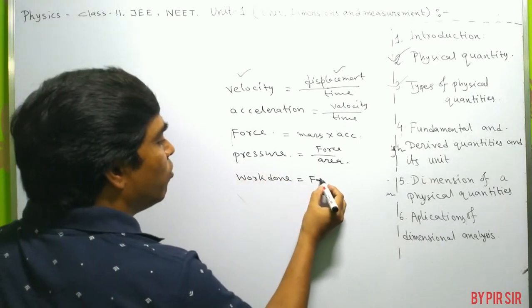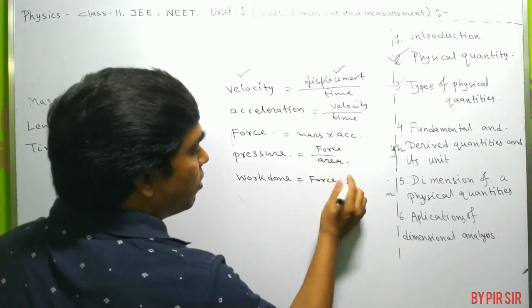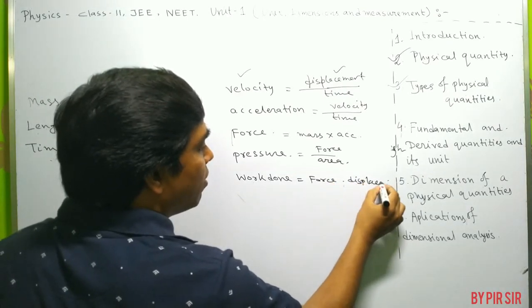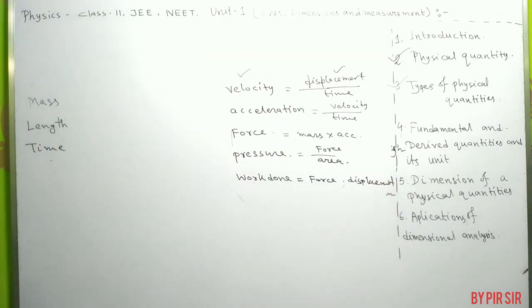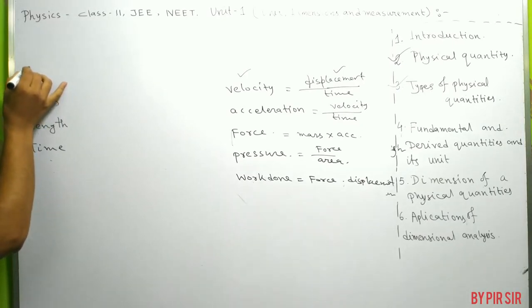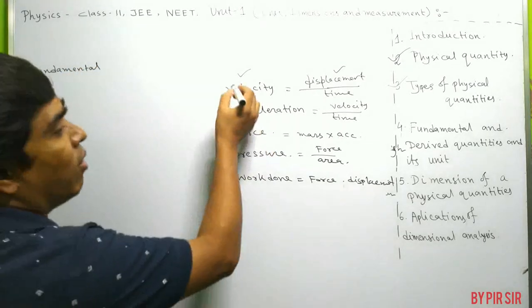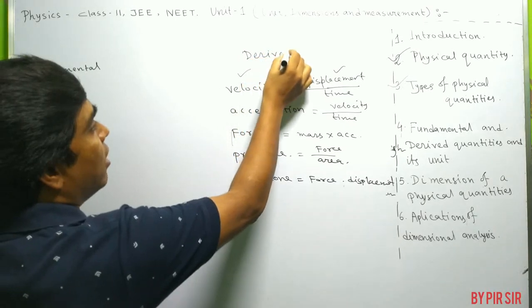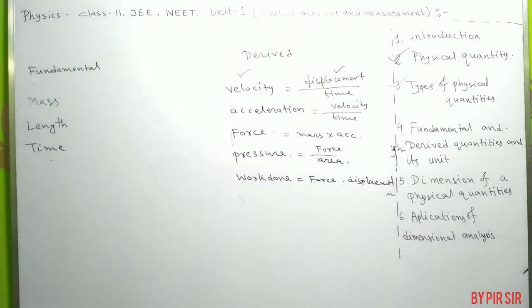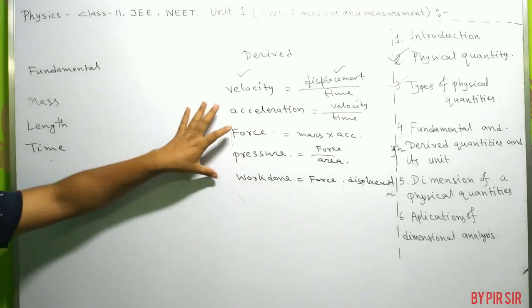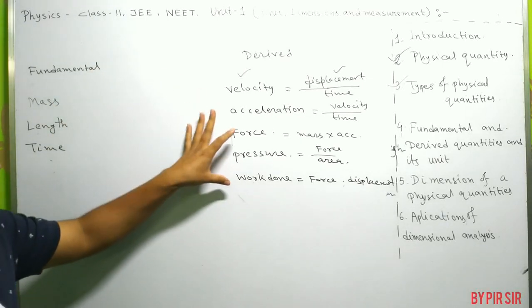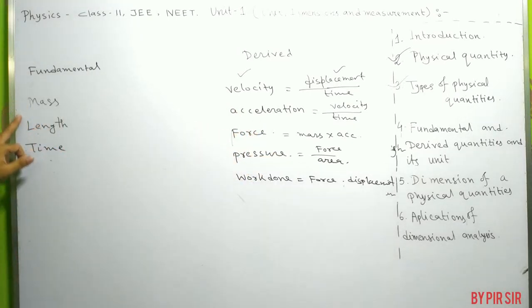And work done equals force into displacement. So these quantities are independent of each other, and do not depend on other quantities. This is called fundamental quantities. And this is called derived quantities. What are fundamental quantities? Fundamental quantities are independent of each other, and derived quantities are derived from fundamental quantities.